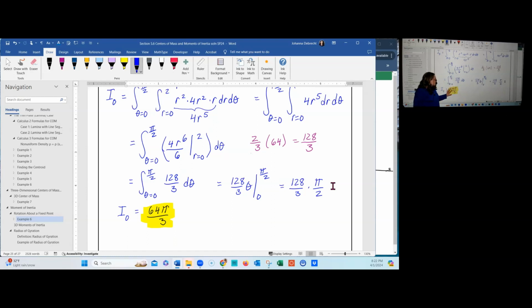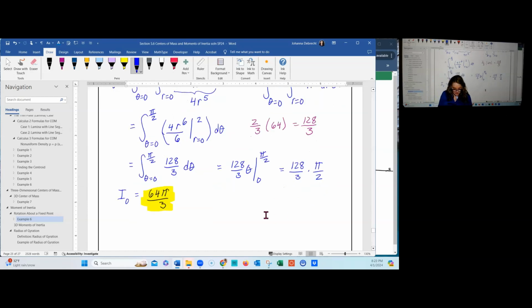So this is the resistance. It's a static force. It's not moving. It's still to being rotated about that arm. Okay. Now we have just a little bit left to talk about.